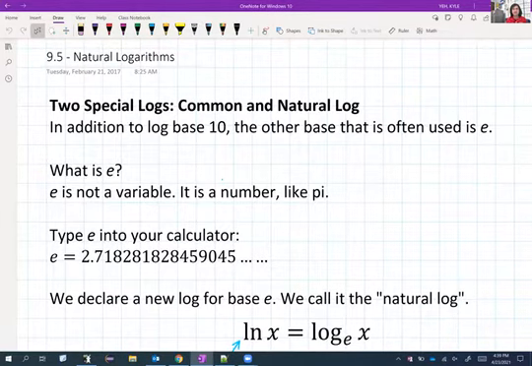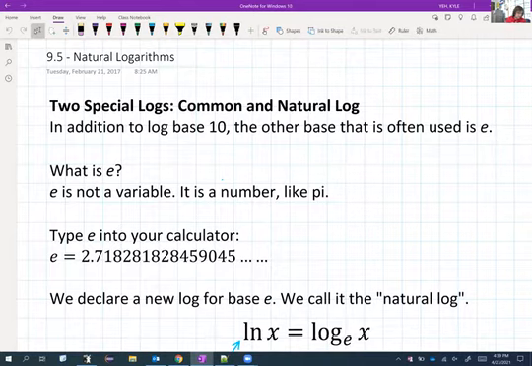Welcome back. Time for 9.5, which is a section titled Natural Logs, Natural Logarithms. There are two very special logs that we talk about. The first one we saw in section 9.4, it's the common log, log base 10. But what happened was mathematicians and scientists kept noticing this other base pop up again and again and again in nature. And that's what they named the natural log.